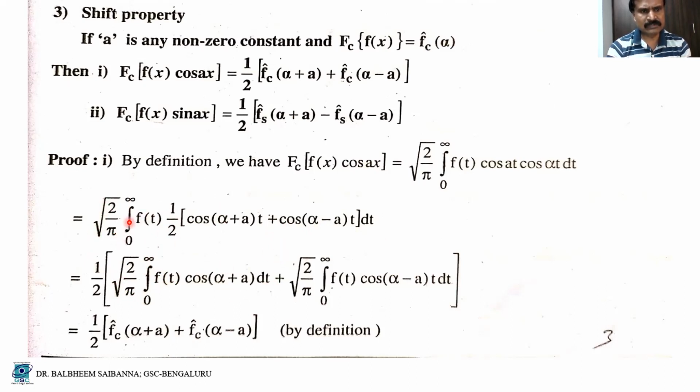Again this root 2 by pi and this integral are multiplied. This term will give square root of 2 by pi integral 0 to infinity f of t cos(alpha minus a)t. Again look here, except this 1 by 2, by using the definition of the Fourier cosine transformation, we write Fc(alpha plus a) plus Fc(alpha minus a).